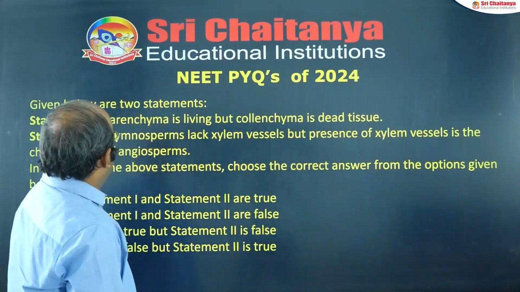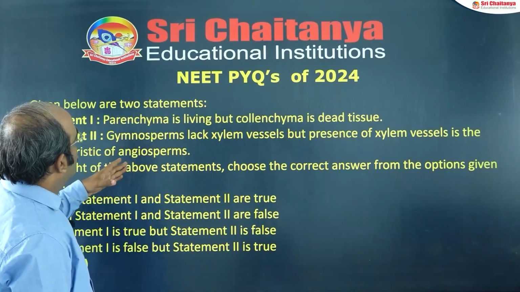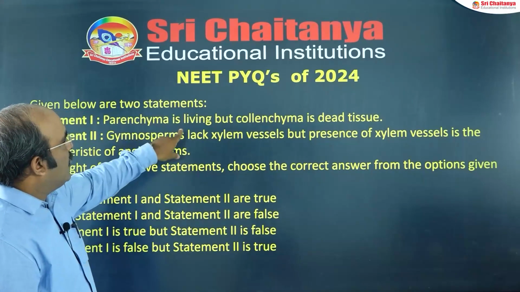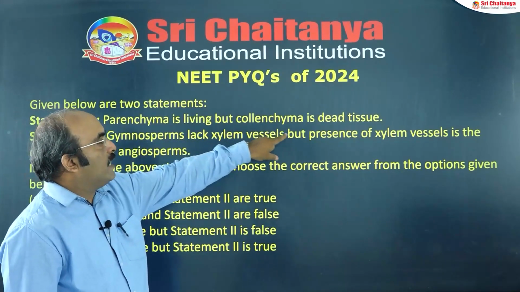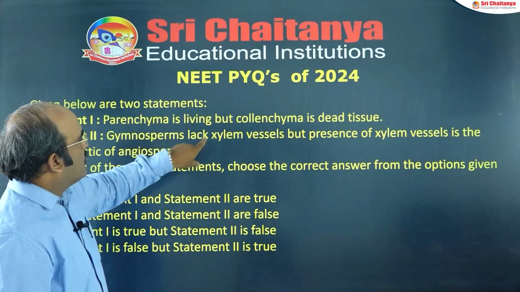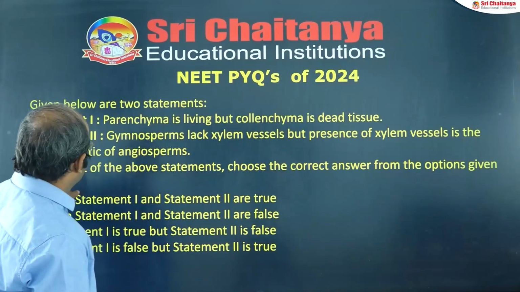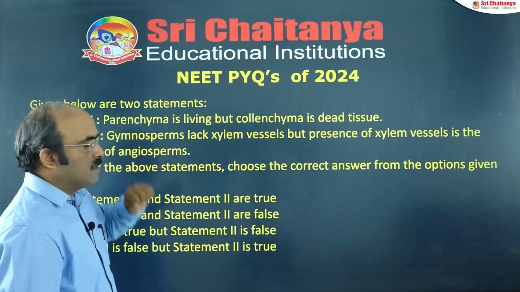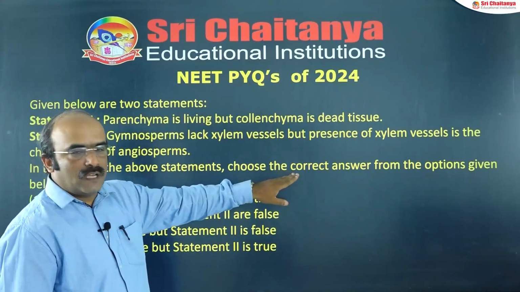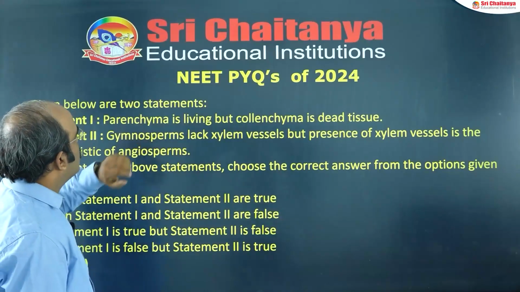Then the next question. Now these are 2 statements with respect to the 24 question paper. Statement 1, parenchyma is living but collenchyma is dead tissue. Statement 2, gymnosperms lack xylem vessels, but presence of xylem vessels is the characteristic of angiosperms. So in light of the above statements, choose the correct answer from the options given below. So let us read the statements once again.